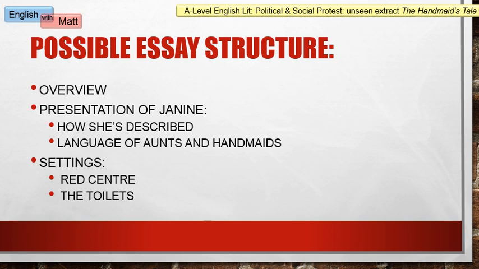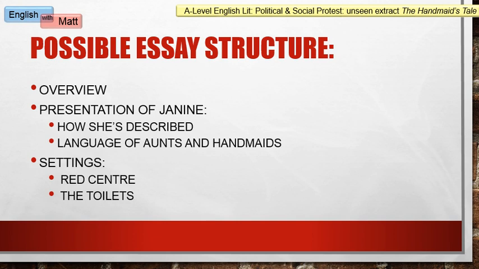But that isn't the only thing you could do. You could talk about the aunts, you could talk about Offred. There are lots of different topics you could use as alternative paragraphs. So please don't think this is the only correct essay structure. It isn't. With English, of course, it's subjective. There are many, many different ways you could structure your essay. But because I'm going to show you an essay, this is the plan that I'm following.